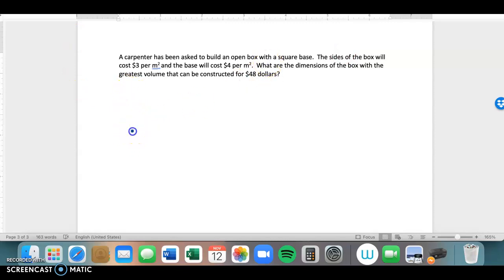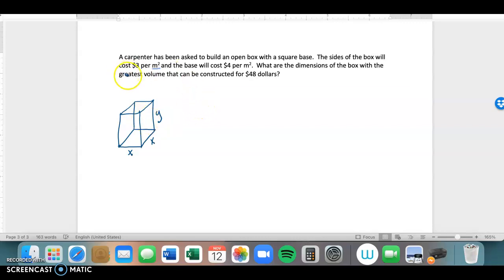So the open box has a square base. If we know something is a square base, we can mark it as x and x. And then if it's an open box, I tend to draw it specifically so that it doesn't look like a cube, so that I remind my brain that this would be a y value going upwards.